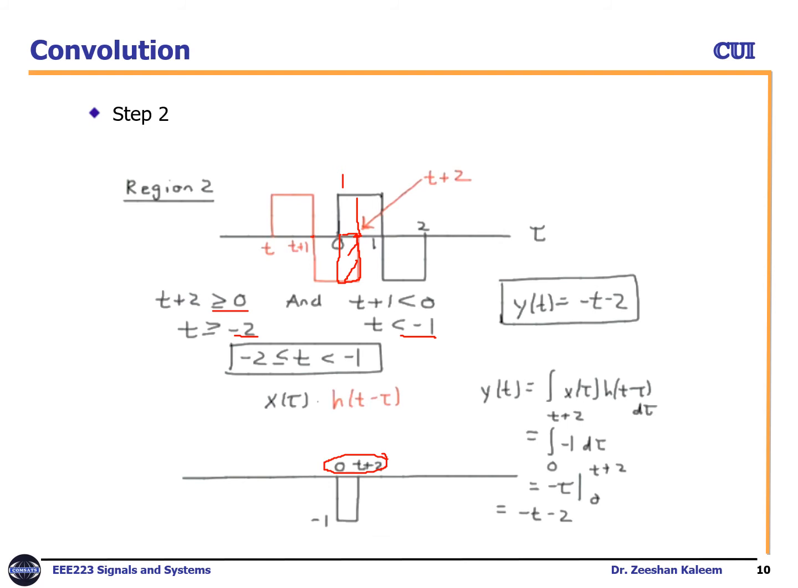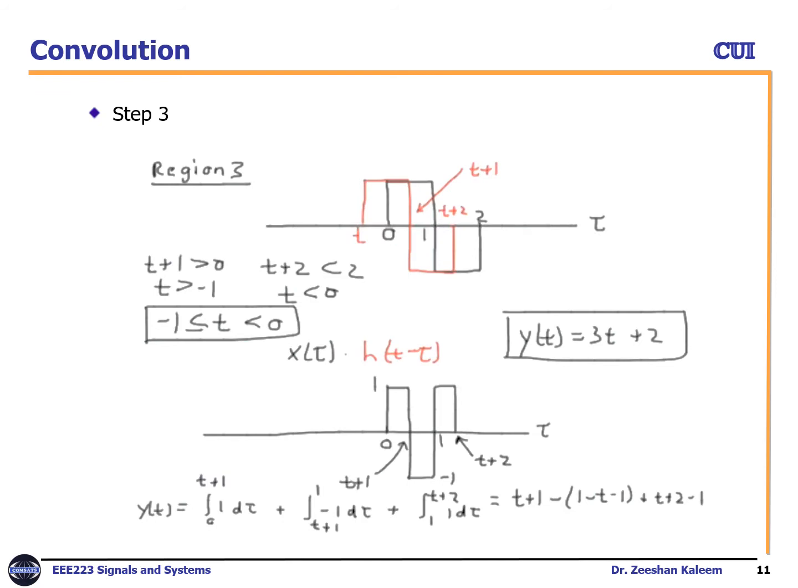We plotted here. So now convolve, y(t) is equal to x(t) star h(t). So what is the amplitude from 0 to t plus 2? It is minus 1. So take the integration, it will give you minus tau. From 0 to t plus 2, put the value, so you will get minus t minus 2. So for this region, t greater than minus 2 and less than minus 1, you have the function minus t minus 2.